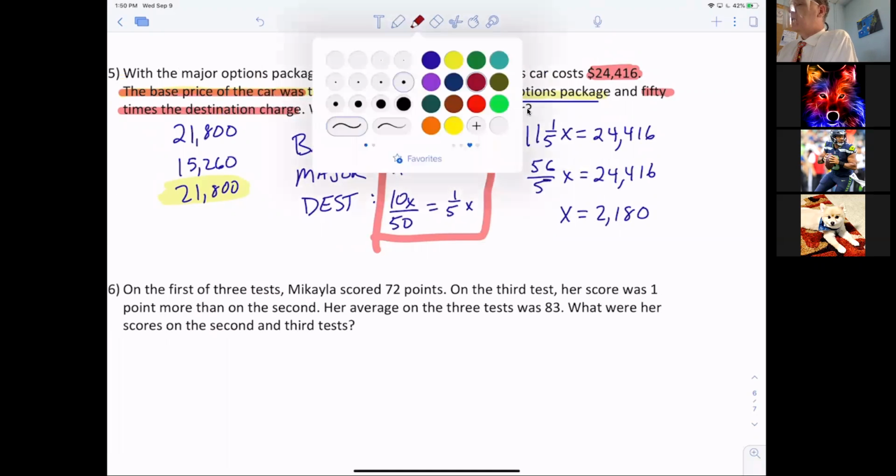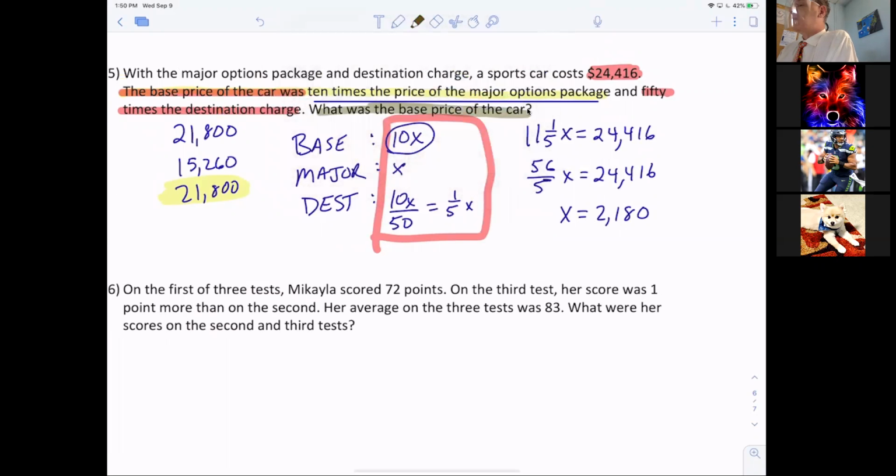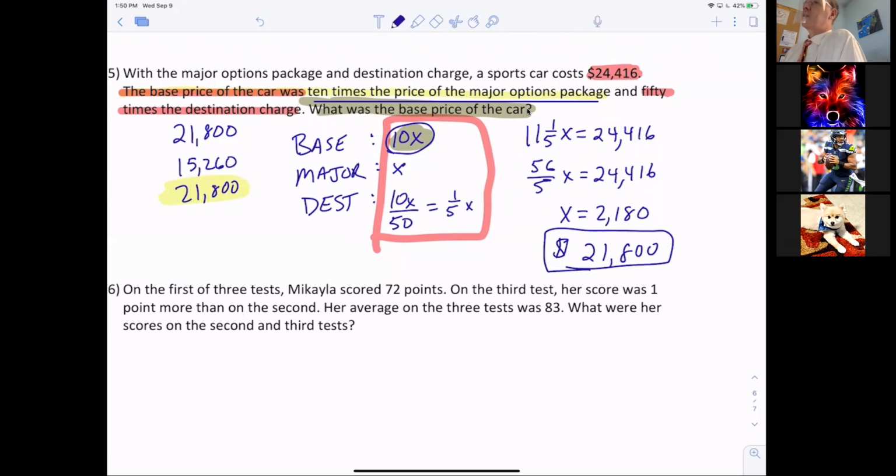They want to know what is the base price. So the base price is 10 times x. So that's where we got $21,800. All right, again, guys, that's a really tricky question. Really, really tricky.